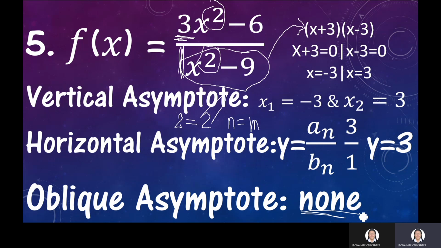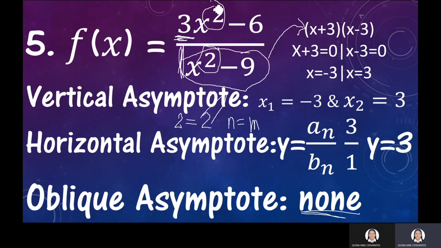Again, number 5, vertical asymptote. The denominator is x squared minus 9. Let's factor it first. It becomes x plus 3 times x minus 3. Then, just equate to 0. X plus 3 equals 0, x is equal to negative 3. X minus 3 equals 0, x equals positive 3. So, x sub 1 equals negative 3 and x sub 2 equals positive 3.